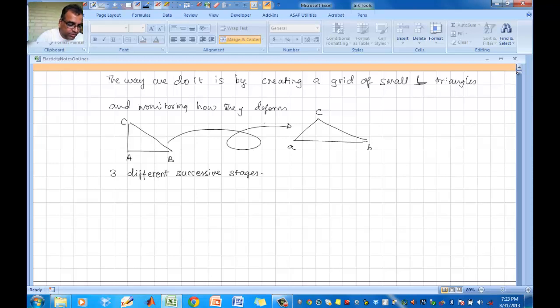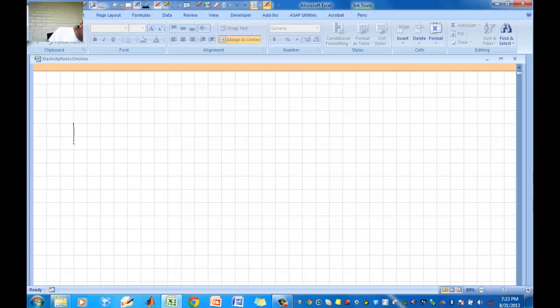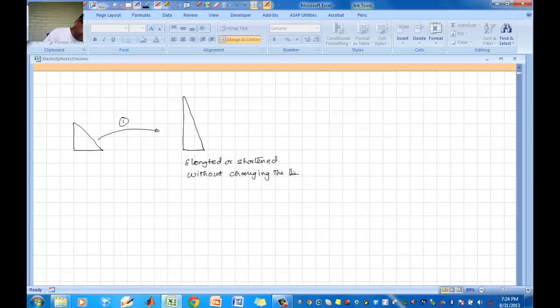What do I mean by three different successive stages? So I'm going to start out with a small triangle, and it's a right triangle, both sides equal, so it's an isosceles right triangle, so it's a fairly small triangle. In the first stage, I'm going to imagine that it gets much longer like this and kind of shorter like that. Okay, this is stage 1, and here things get elongated or shortened without changing the right angle. So A, B, C becomes A prime, B prime, C prime.